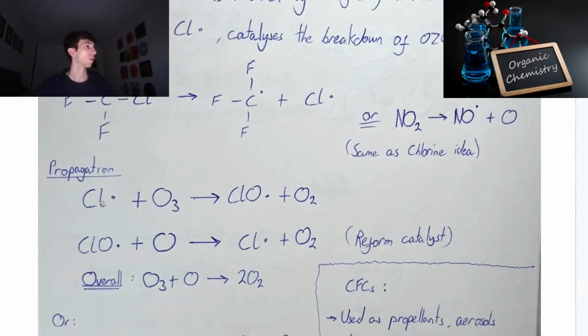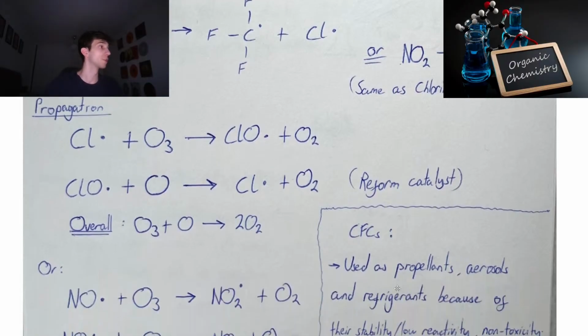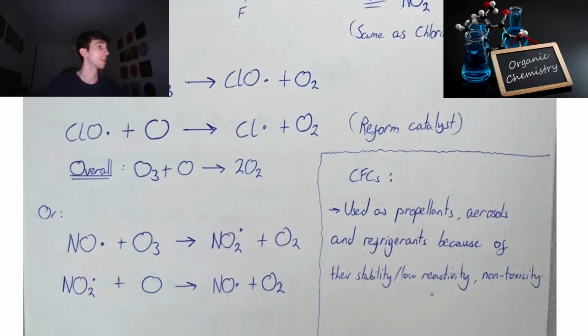Propagation, we then have our chlorine radical plus O3 goes to ClO radical plus O2. Because remember, in our overall equation for the breaking down of ozone, we end with 2O2. Then we have our ClO radical plus that single oxygen go to a single chlorine radical, reforming that catalyst because the chlorine radical catalyzes the breakdown of ozone. And then we have the second O2. CFCs are used as propellants, aerosols, refrigerants because of their stability.